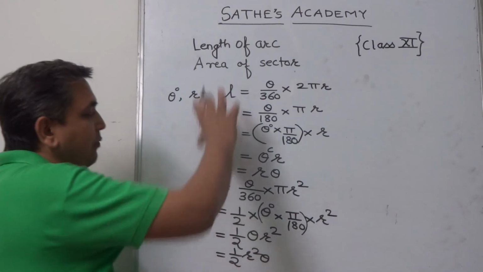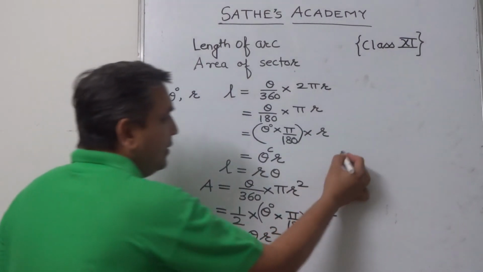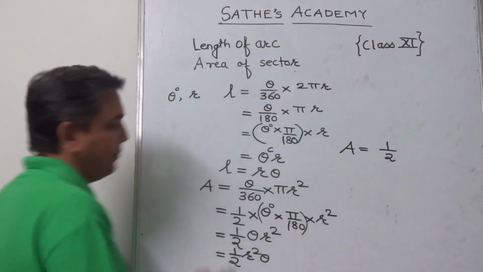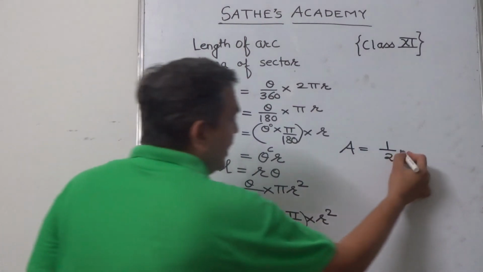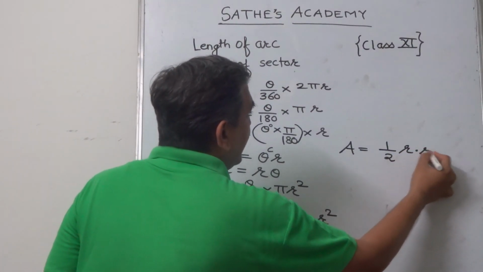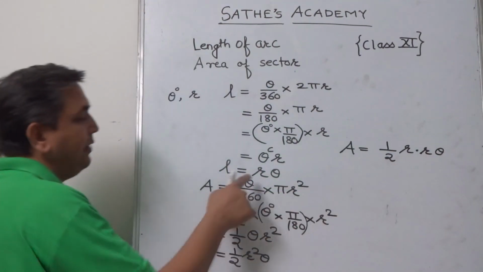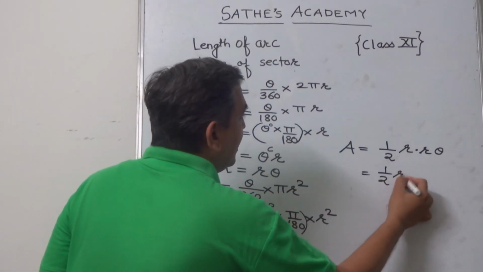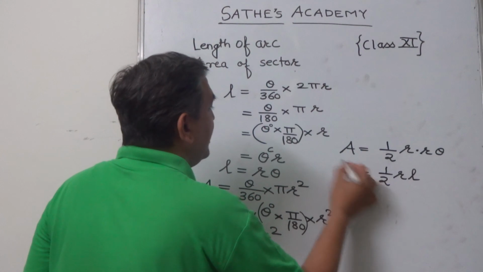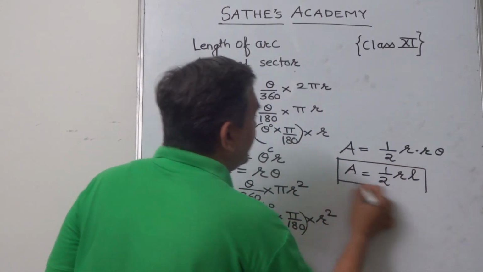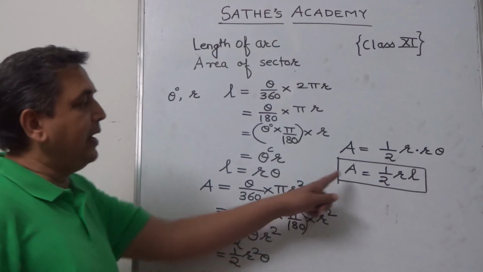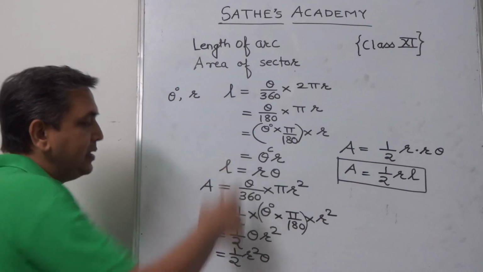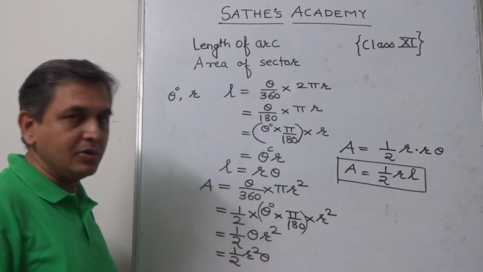Now for these two, we try to find connection between these two. Area is equal to half r square theta. We write this as r into theta, and we know r theta is L, so this becomes half r L. So area of sector and length of arc are related by the formula A equal to half r L. So we have to learn these three formulae for solving the problems.